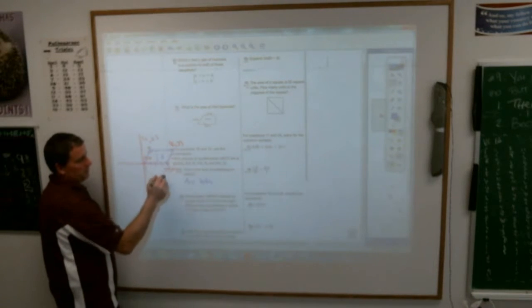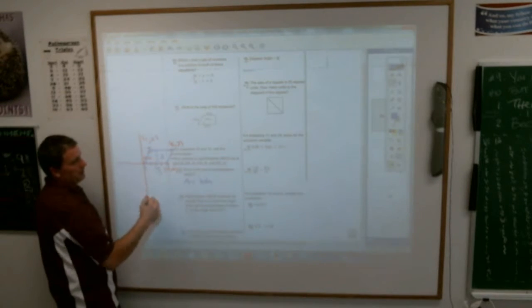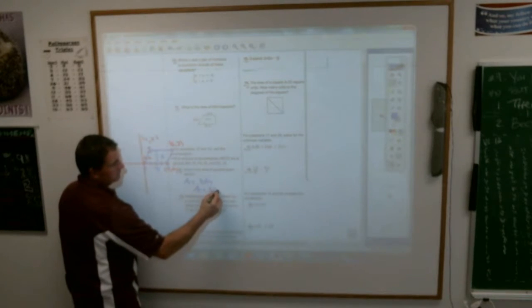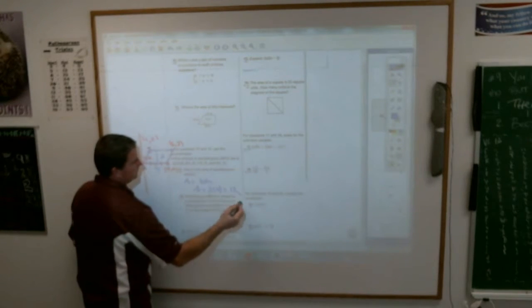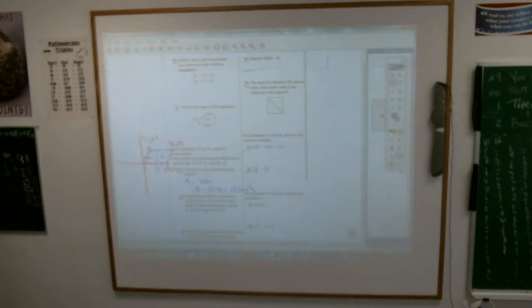What's the base from here to here? Well, it went from 0 to what, 4? 1, 2, 3, 4. So it's 3 times 4, which is 12 units squared. Shabam.